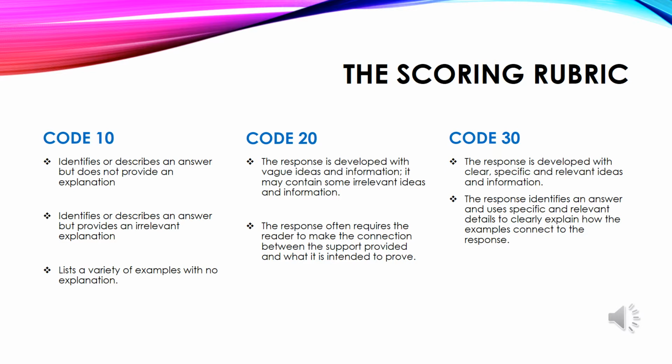For the short writing task, the content of your writing, so this isn't about spelling and grammar, is coded as a 10, 20, or 30. A code 10 response has three possibilities. It identifies or describes an answer, but doesn't give an explanation. So you might say, I really like Delphi, and then you don't say anything else.